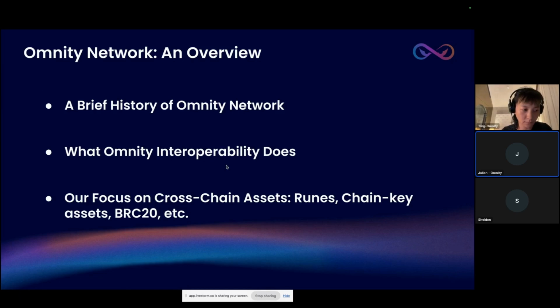Then we moved to the ICP ecosystem, and the assets on Bitcoin began to receive significant attention. We rebranded Octopus as Omnity earlier this year, focusing on leveraging ICP for Bitcoin assets cross-chain interoperability. Omnity's core project is Omnity interoperability. It went live this April.